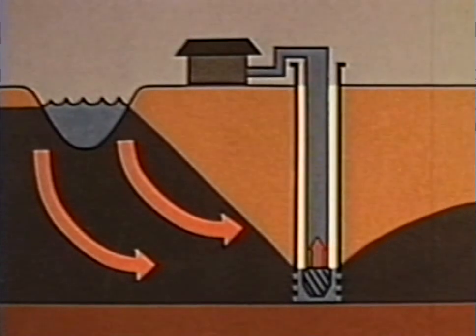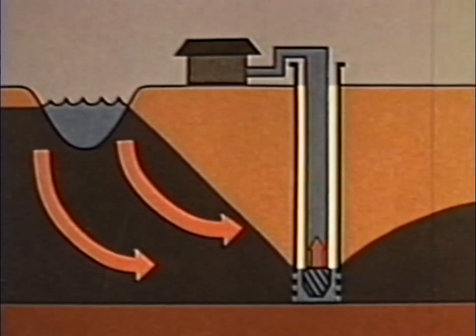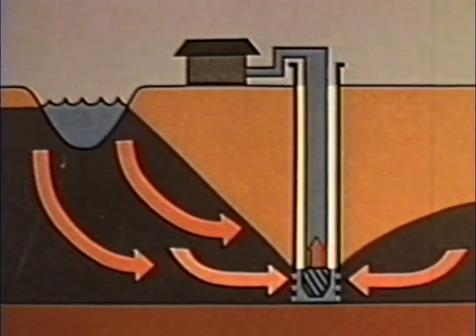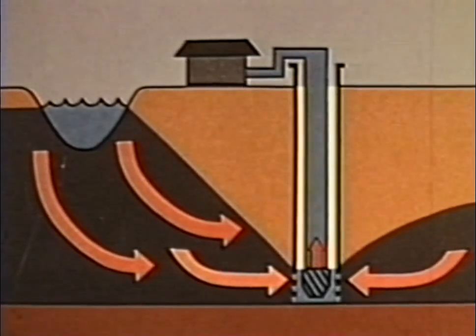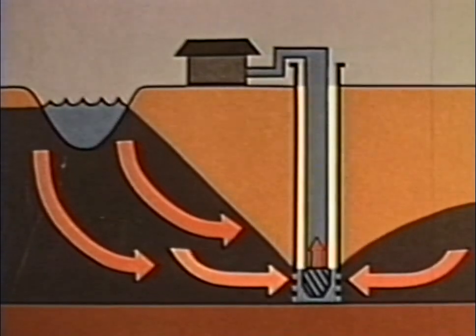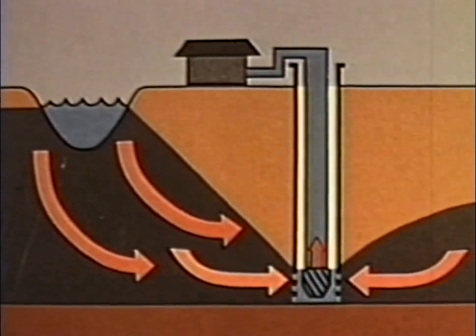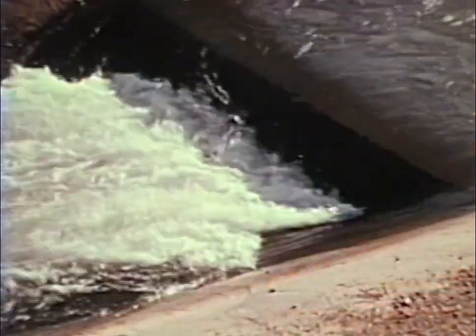The river or lake water is then drawn towards the well and continuously supplies most of the water pumped from the well. As the water passes through the aquifer, it is cleansed. Often all pollutants are removed.